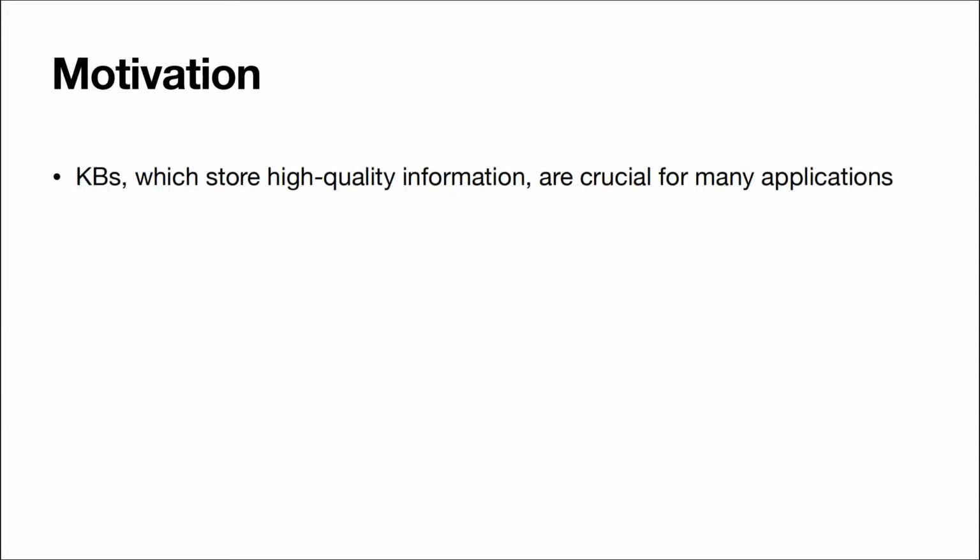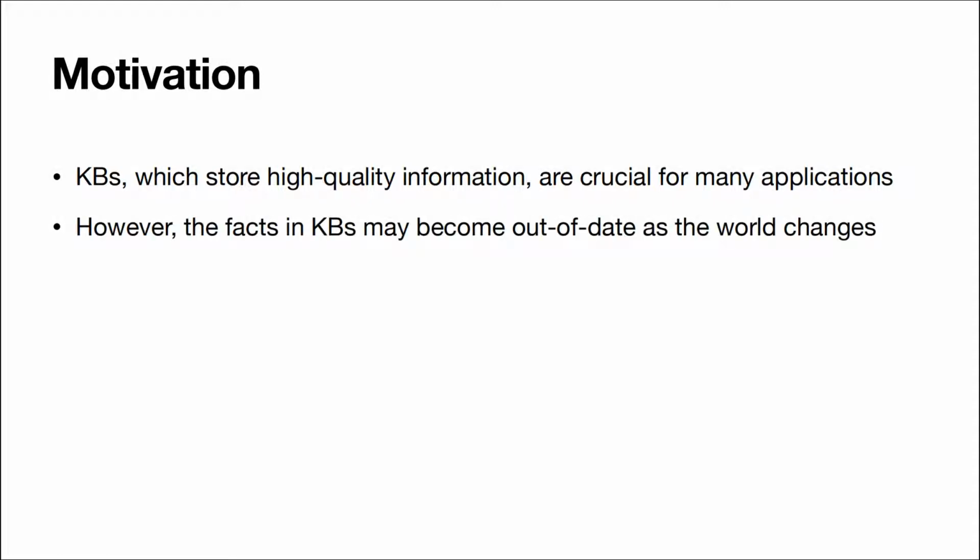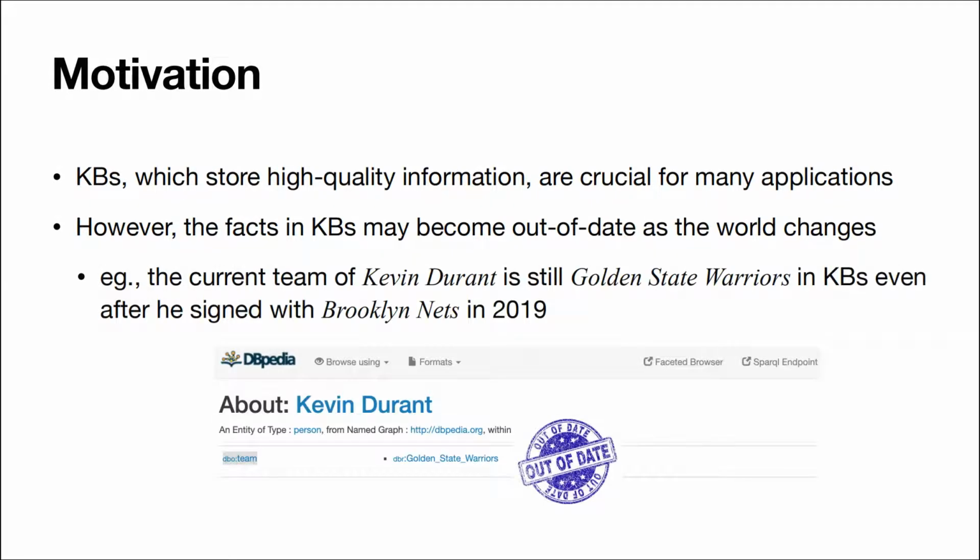Knowledge bases such as DBpedia provide rich structured information of real-world entities and their relations, which can greatly increase the performance of many applications. However, the facts in knowledge bases may become out of date as the world changes. For example, a few days ago, we visited the DBpedia homepage and looked up the facts about the NBA star Kevin Durant. We found that the current team of Durant is still Warriors in DBpedia, even after he signed with Nets in 2019. This piece of information is outdated, and this is just a microcosm of the entire knowledge base.